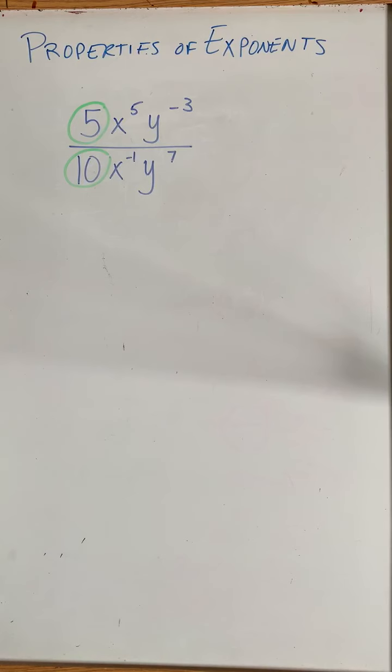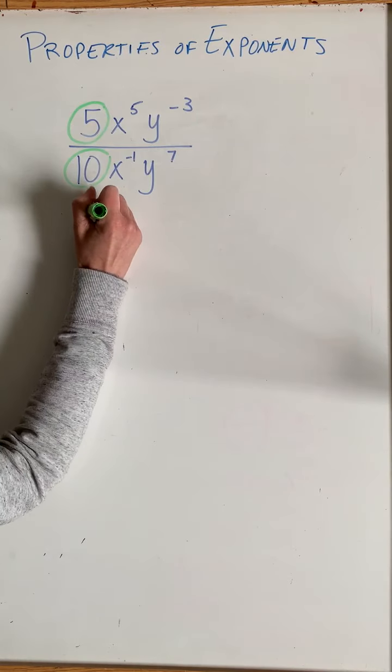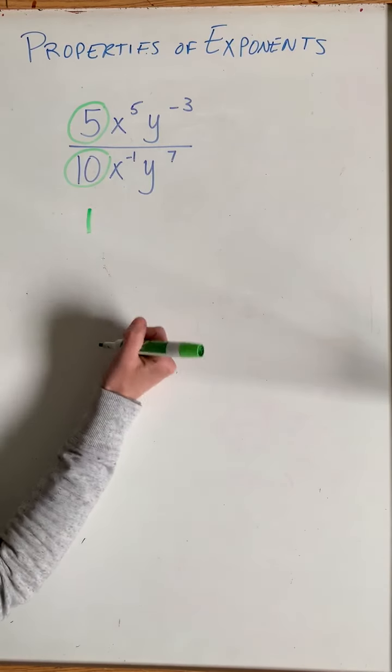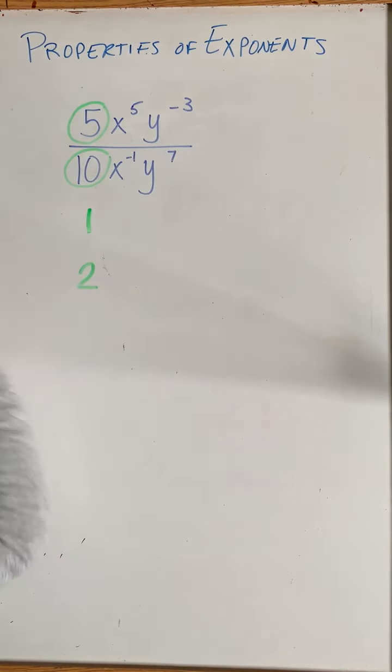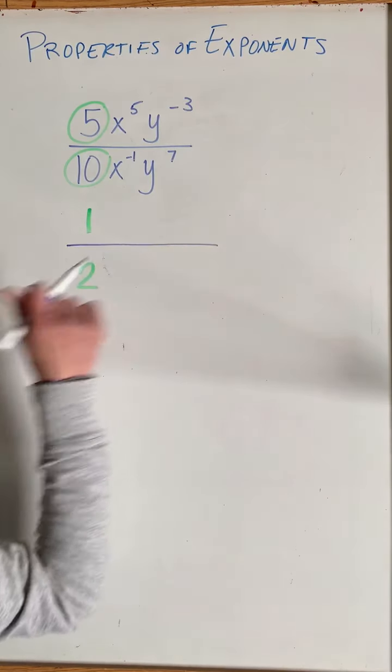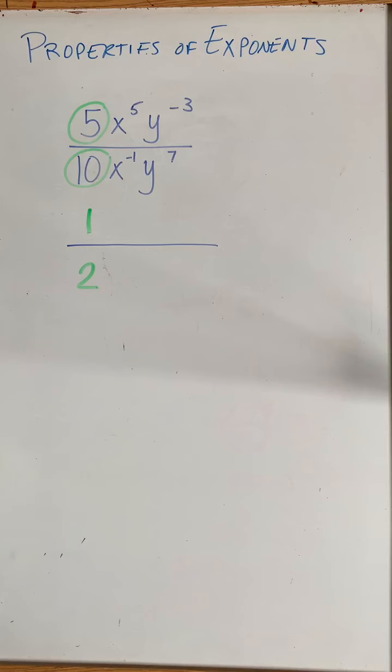So that's just like saying we have 5 over 10. Well, we can reduce that fraction, right? What number goes into both 5 and 10? 5 does, right? How many times does 5 go into 5? Once. And how many times does 5 go into 10? Twice, right? Okay, so we're going to reduce that fraction. Now we're going to simplify our exponents.